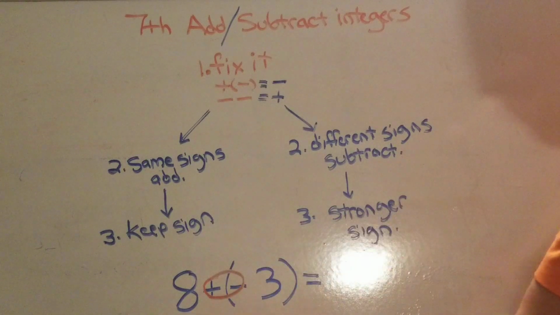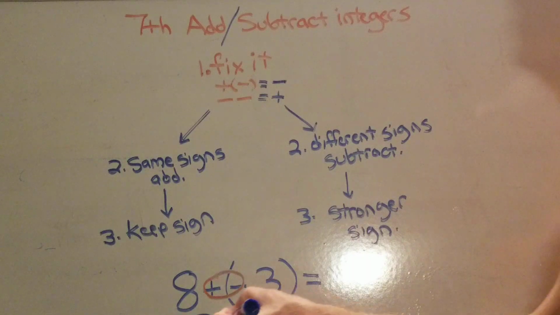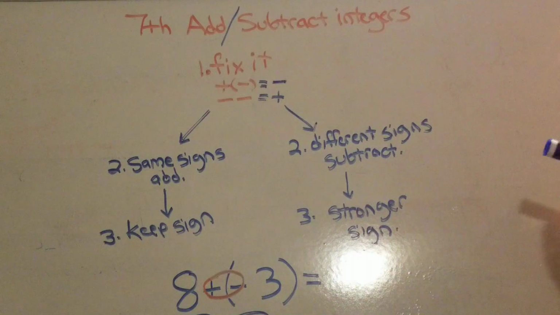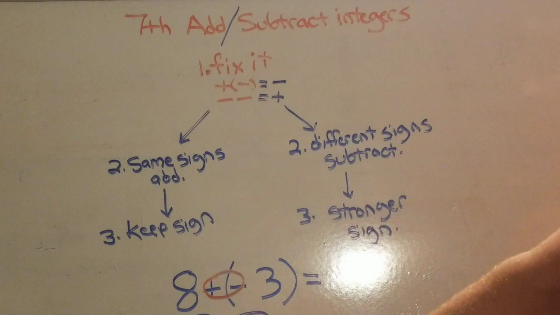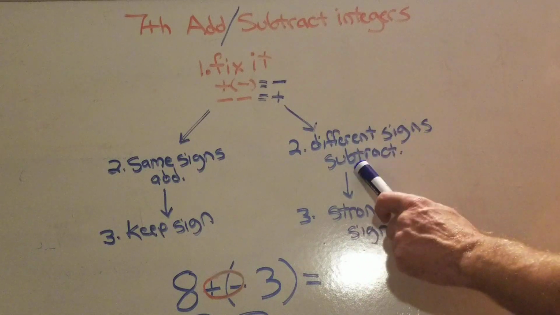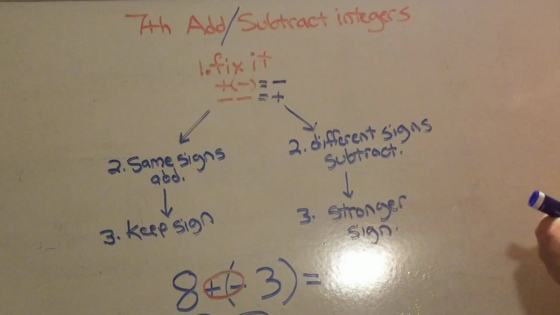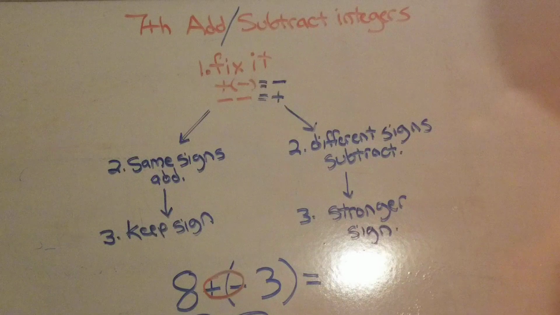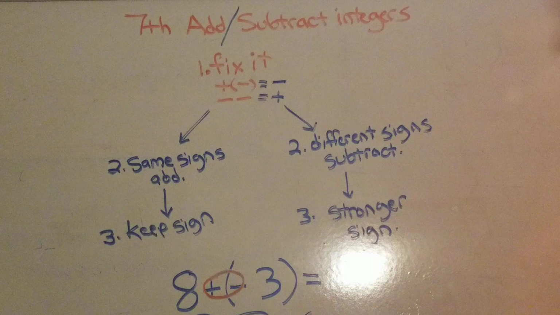I kind of want you to think of this as a positive 8 and this as a negative 3. All right? So do those have the same sign or different signs? Well, they have different signs. This one's positive and this one's negative, right? So different signs, it says subtract. We know 8 minus 3 is 5. And then we're going to use the stronger sign. So what's the stronger number, 8 or 3? 8's stronger, it's positive, so my answer is positive 5.